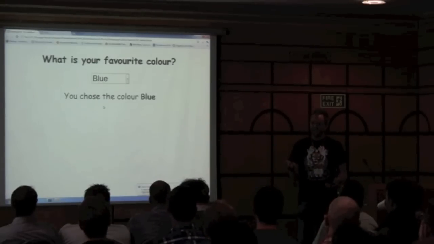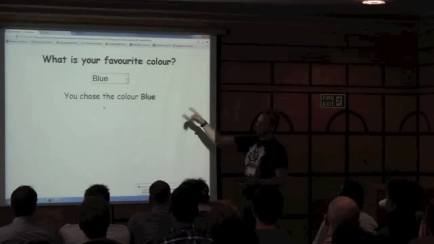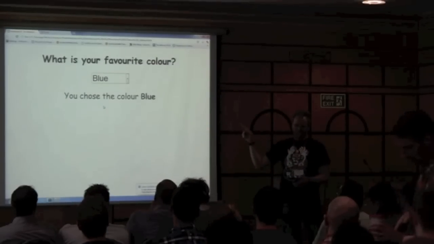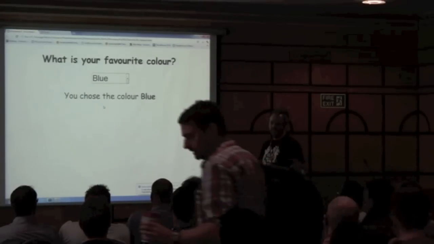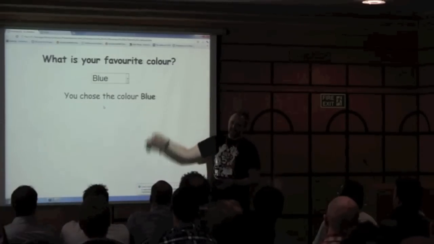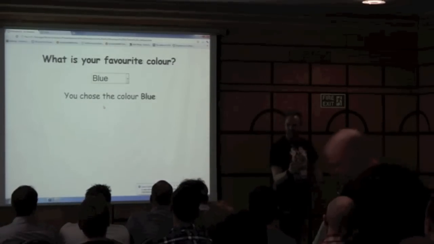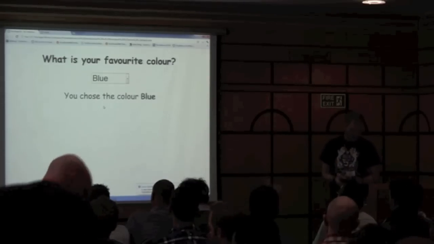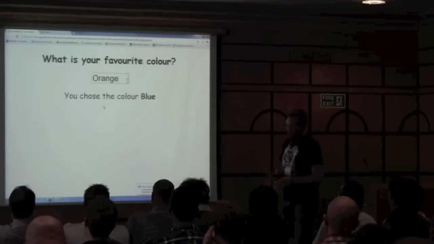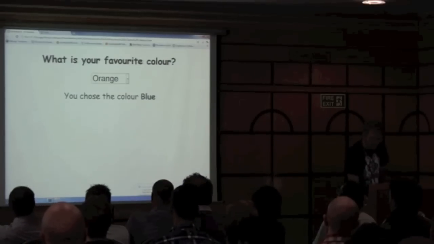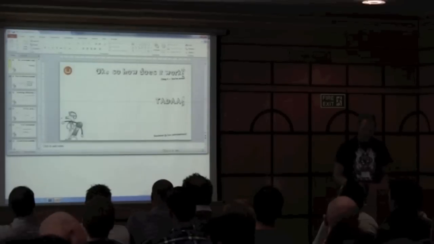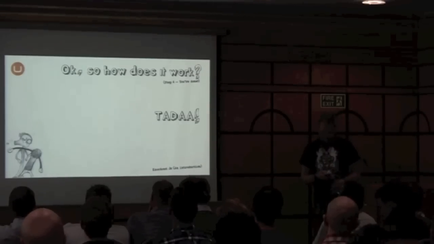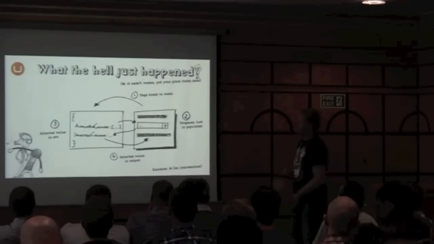I didn't use jQuery to register an event on the drop-down list, on change, get the value, tell that p tag to make itself visible, and then inject the colour into there. I just decorated my HTML with a few attributes, and it took care of everything else. I'll go back to the slides. So that is a really simple example. So what the hell just happened?